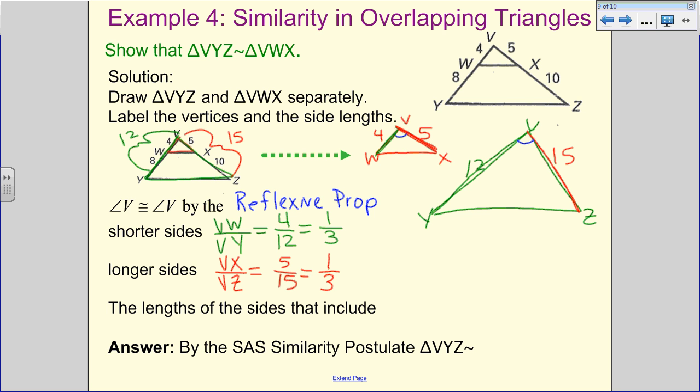So since the lengths of the sides that include angle V are proportional, then we know that the two triangles are similar because we have an angle and two sides. So we would say triangle VYZ is similar to triangle VWX.